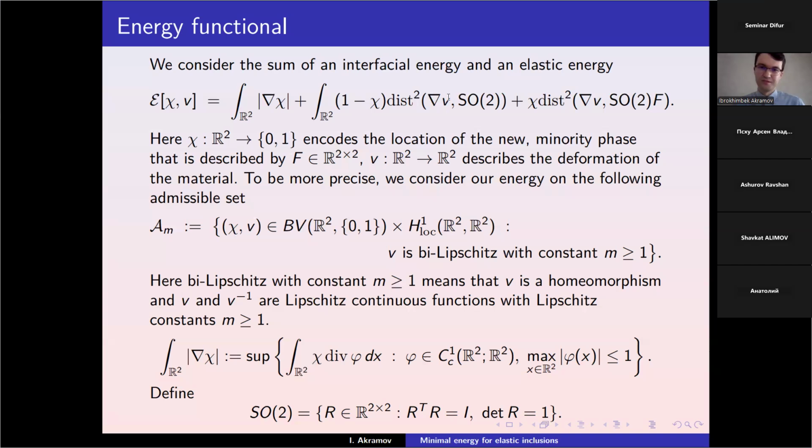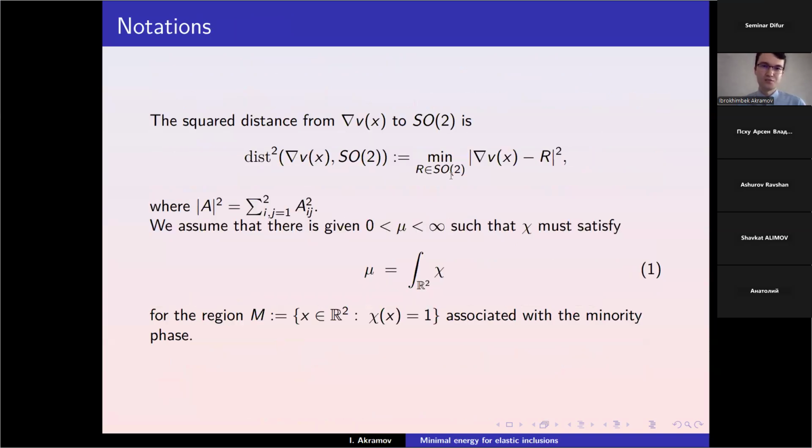What is the distance squared between gradient V and SO2? SO2 is the rotations, and the distance squared from nabla V to SO2 is the minimum over R from SO2 of |nabla V minus R| squared. And here this modulus means the Frobenius norm.